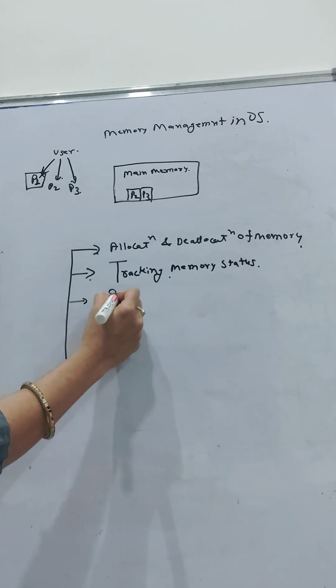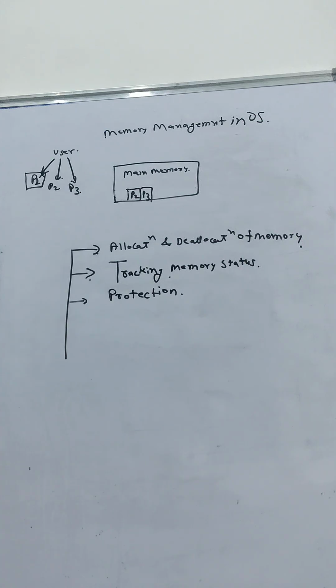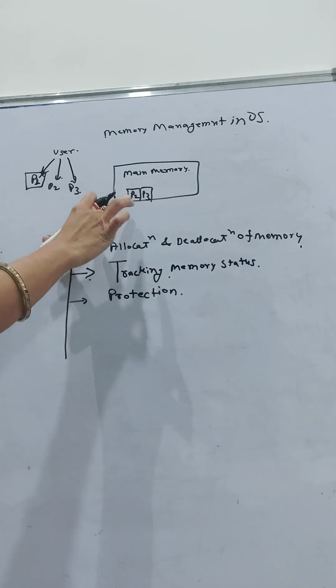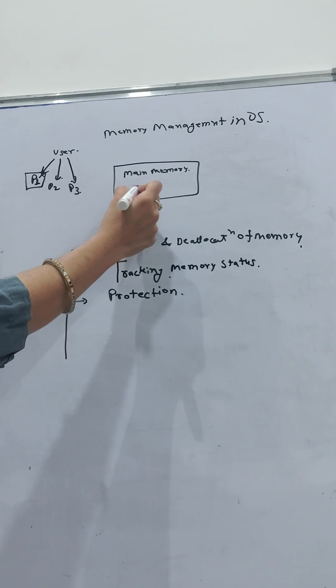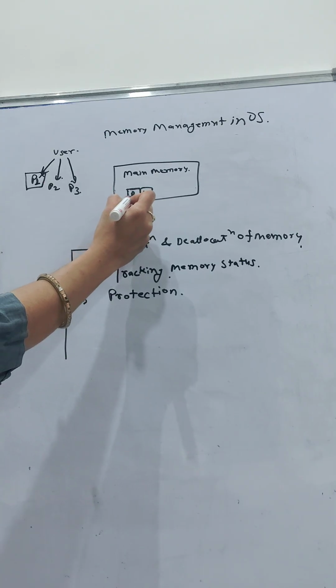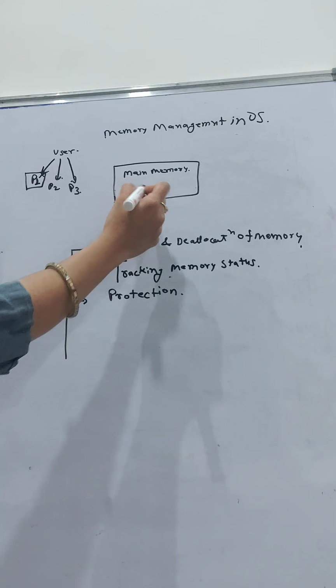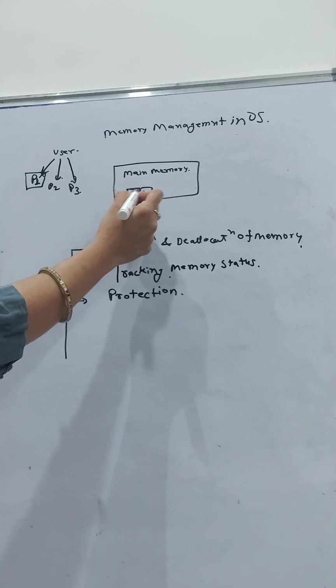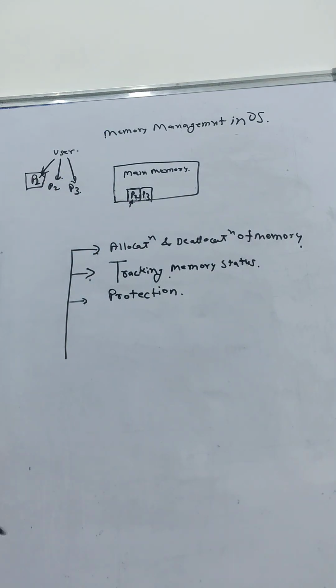Now the third point is protection. The operating system will ensure that these processes are running in their own memory location only. Like P2 will be running here only, they will not interfere with each other's memory area. P2 will be running in this area, P3 is running in this area, they will not interfere. So this protection will be ensured by the operating system.